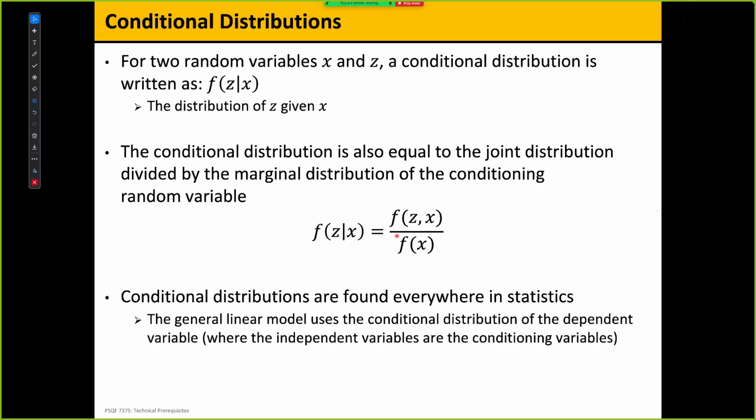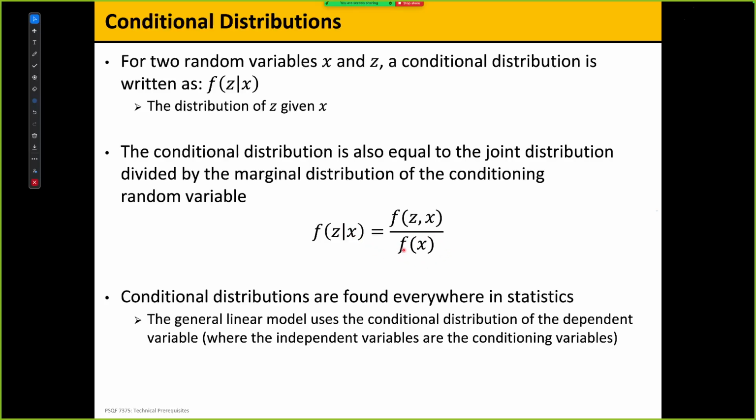So what this implies on your screen is that if I wanted to re-express the joint distribution, f of z and x, if I multiplied both sides by the marginal f of x, I would say that a joint distribution is really equal to a conditional distribution, f of z given x, times a marginal distribution, f of x.